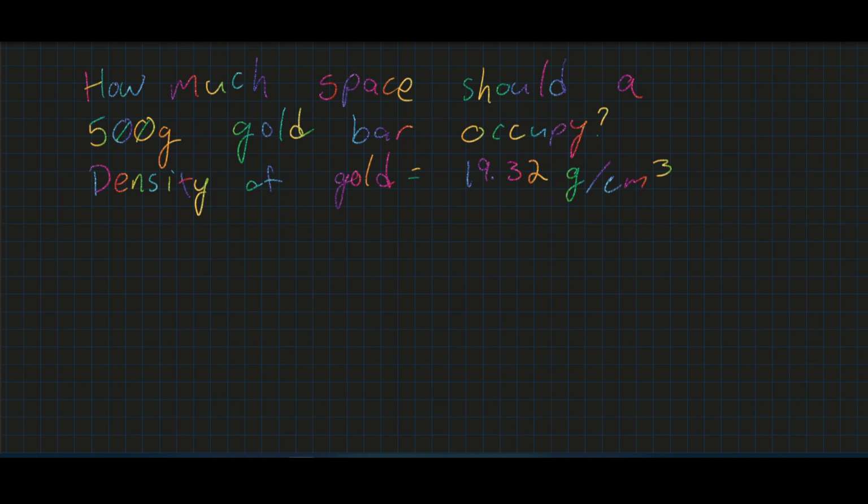So we have our mass. Mass is 500 grams. Volume is unknown. And density is 19.32 grams per centimeters cubed. On the last problem, we figured out that we could rearrange our equation to VD equals M. How would you rearrange it this time? Go ahead, take a pause, and see what you can figure out.